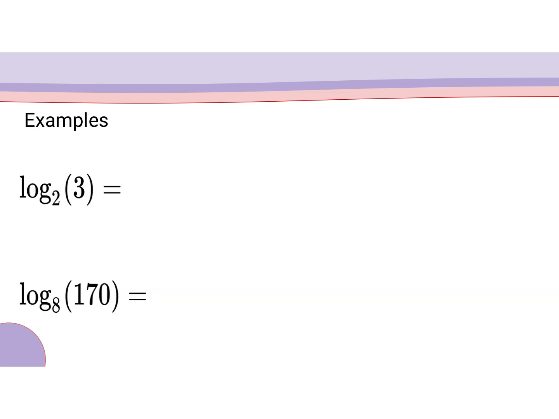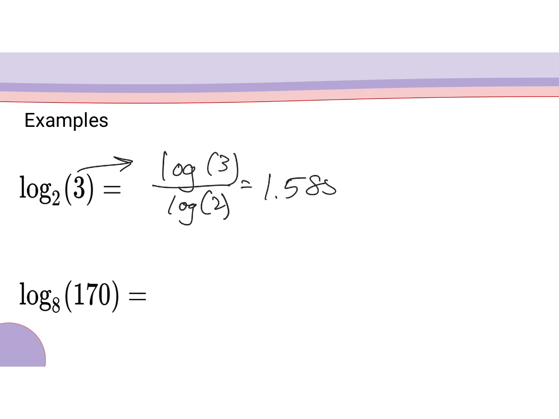So let's look at an example. Log base 2 of 3. So you could go through solving it however you want, but using the change of base formula, I can just do log of 3 over log of 2. And just by plugging that into a calculator, I get the value 1.585. Likewise, if I do ln of 3 and ln of 2, I get the same result.